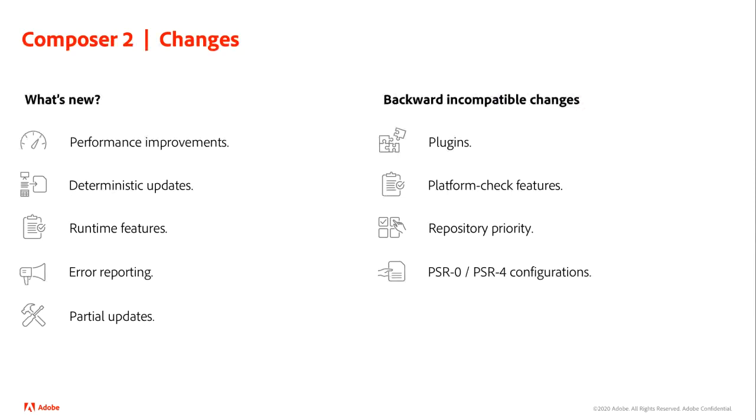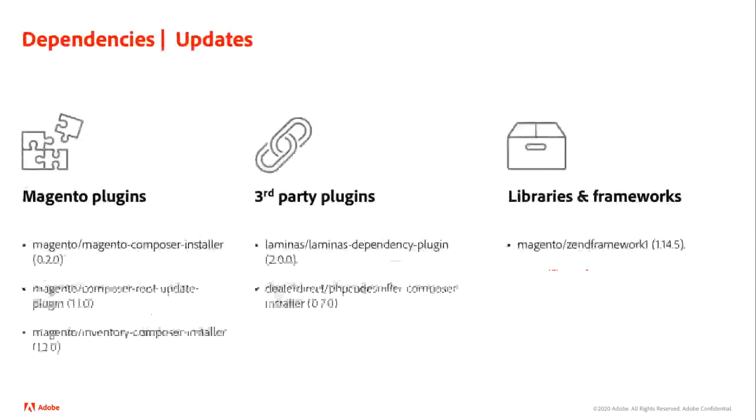While adding support of Composer 2 for Magento 2.4, we faced the following backward incompatible changes that affected our code base: plugins, repository priority, and issues with PSR configuration. The issues with PSR configuration were fixed in the code. Repository priority was easy to fix. We just uploaded the missing packages. And we moved forward with fixing of plugins.